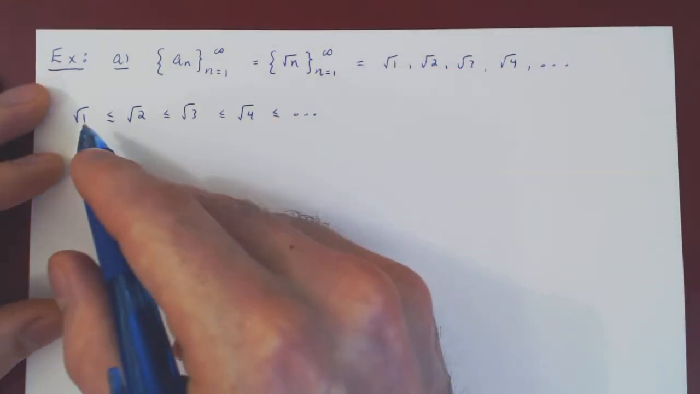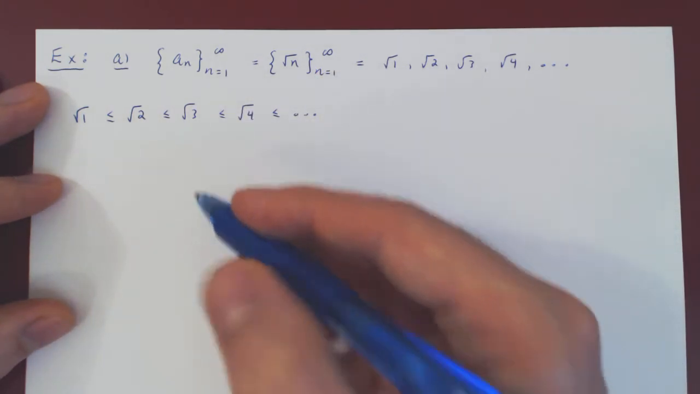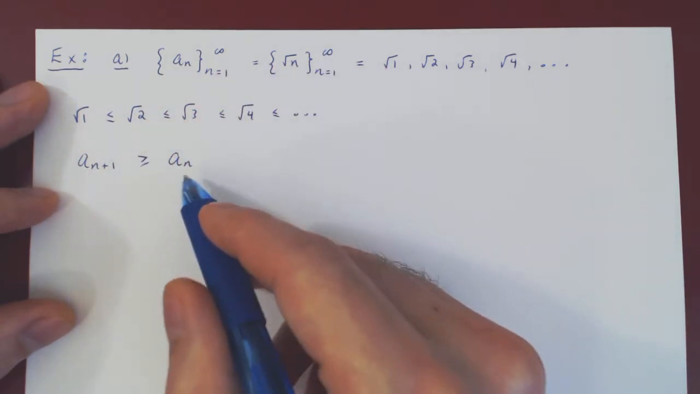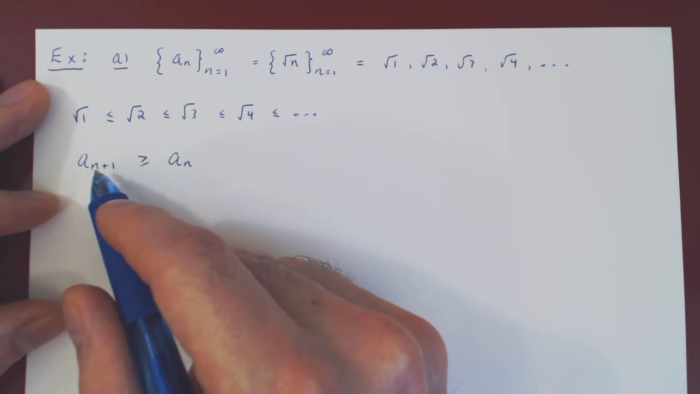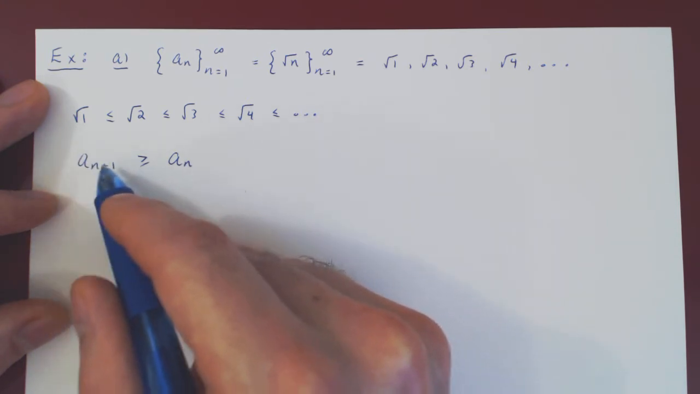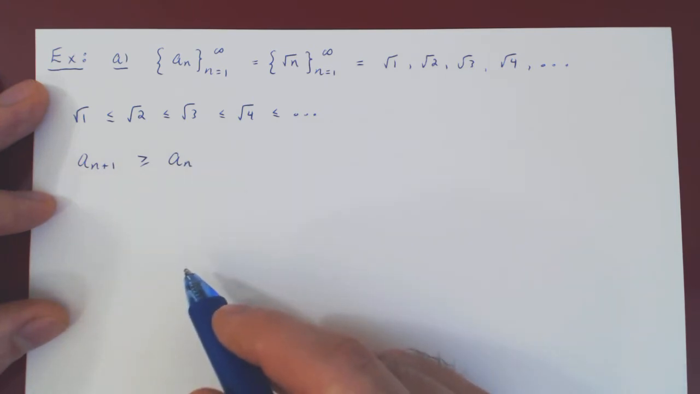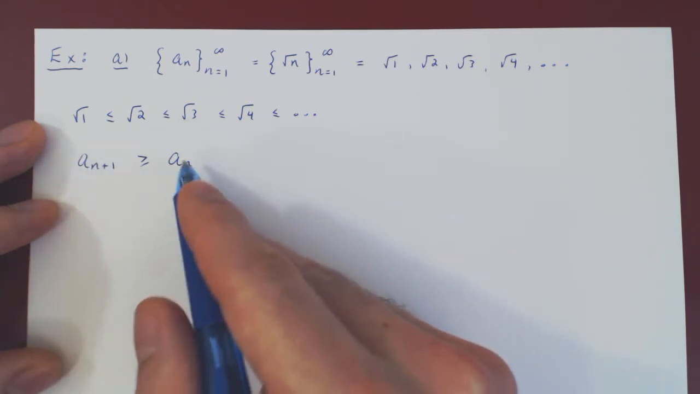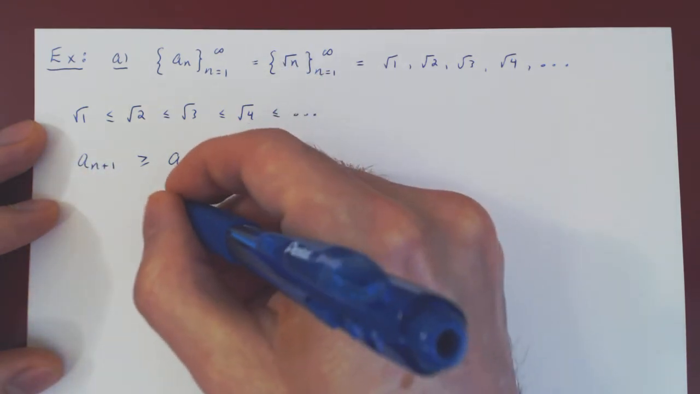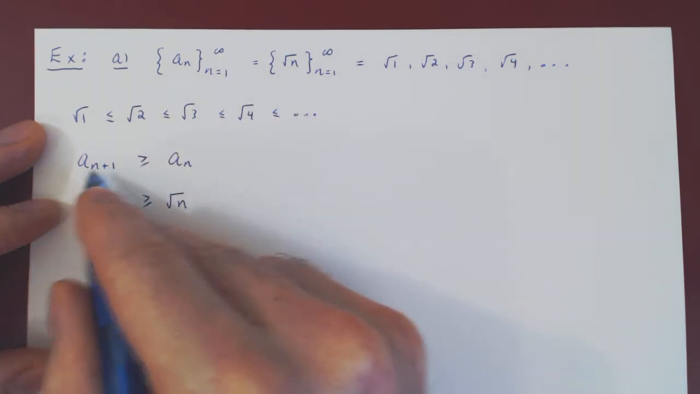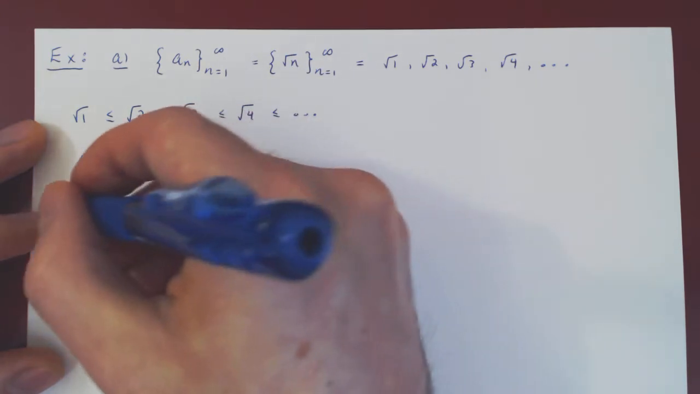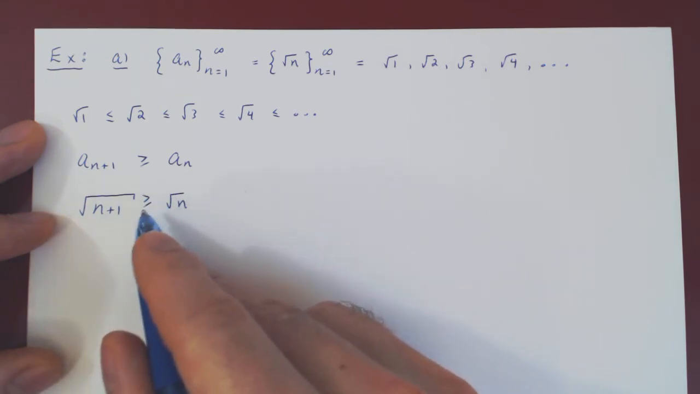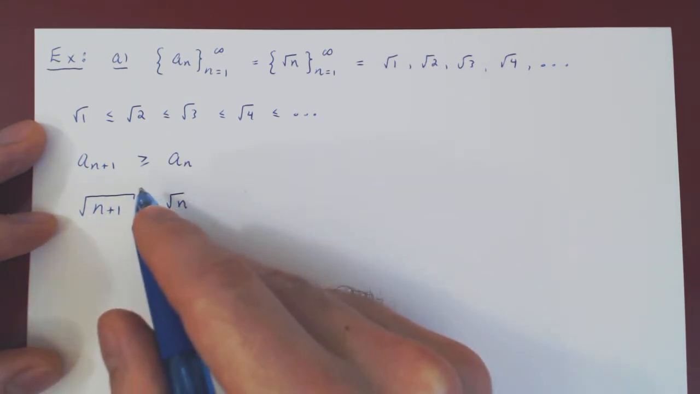And we can show this. If you recall, all we have to show is that every consecutive term is at least as big as the previous term. So as we move forward by one step in the sequence, from n to n plus 1, the terms are at least as big as the previous term. We can prove this: an is the root of n, and an plus 1 is the root of n plus 1. So is it true that the root of n plus 1 is larger than or equal to the root of n? Well, we can square both sides.